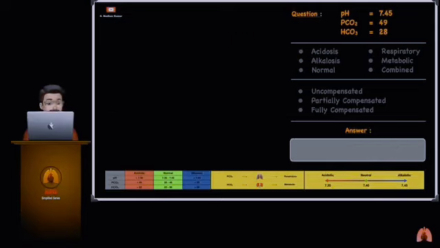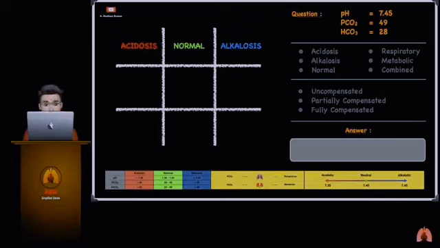Let us see one final example. Here pH is 7.45, which is normal, so mark the pH under normal column. PCO2 is 49, which is acidotic, so mark it under acidosis column. HCO3 is 28, which is alkalotic, so mark it under alkalosis column.